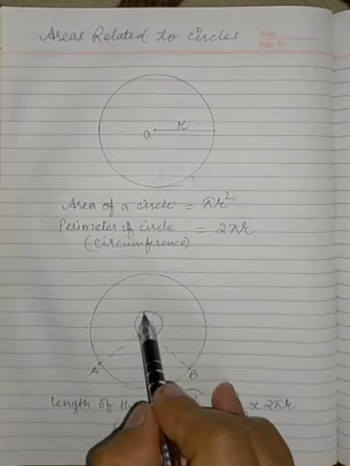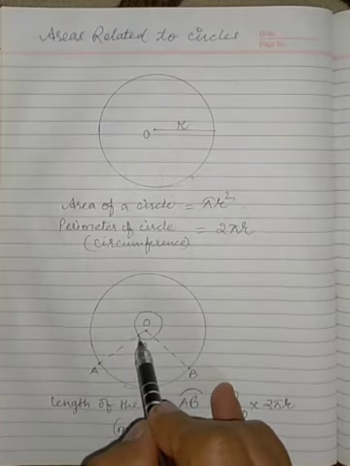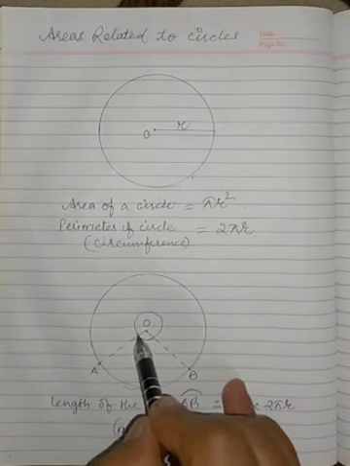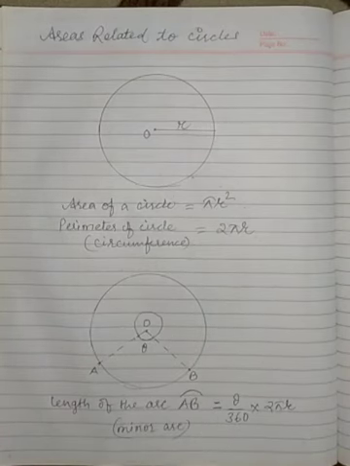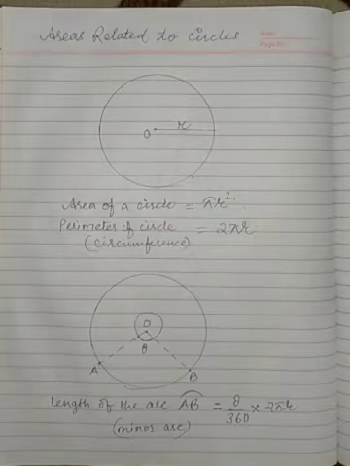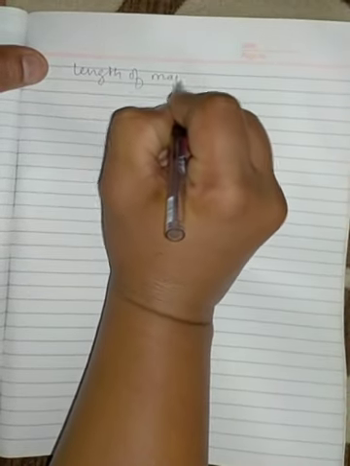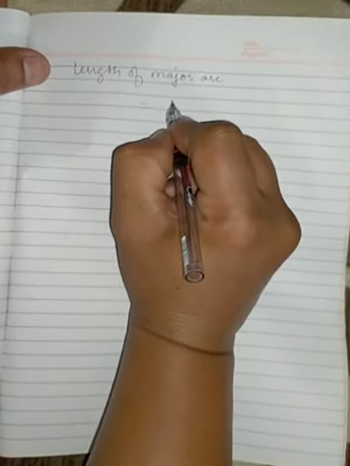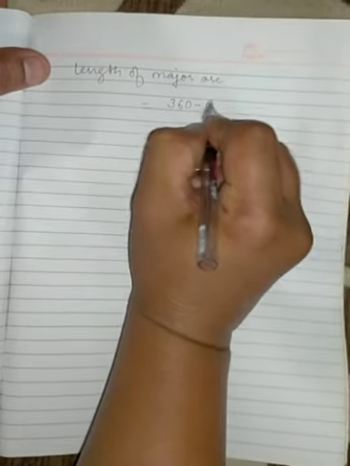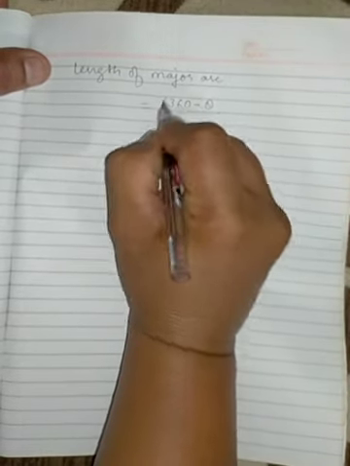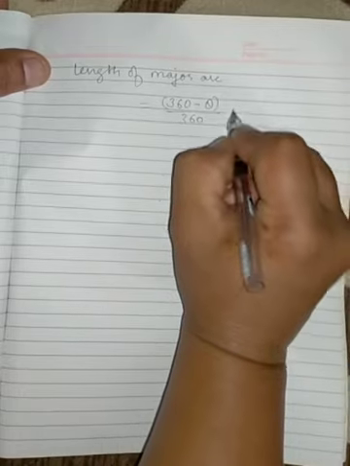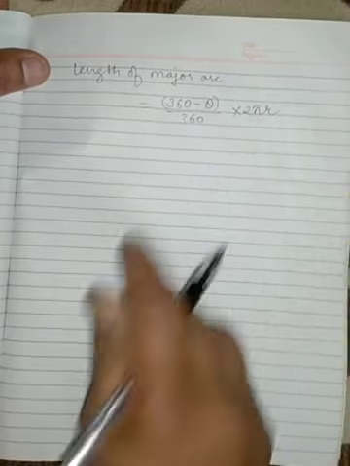That means from the full angle 360 degree, if this angle is removed, then the remaining angle will be for the major arc. So in that way, the formula becomes: length of major arc will be equal to (360 minus theta) upon 360 into 2 pi r.